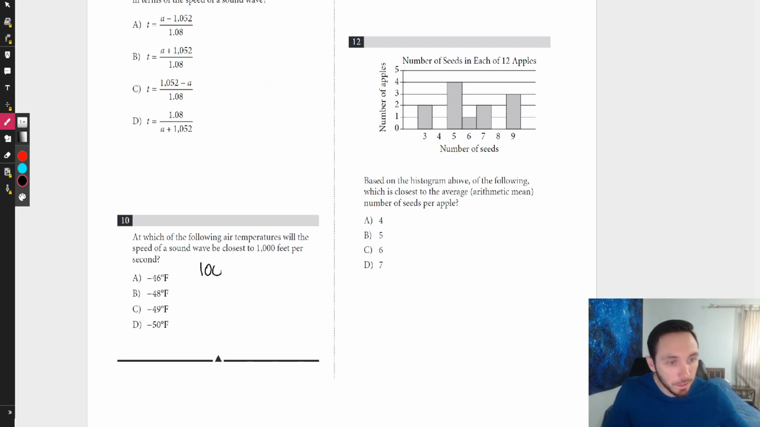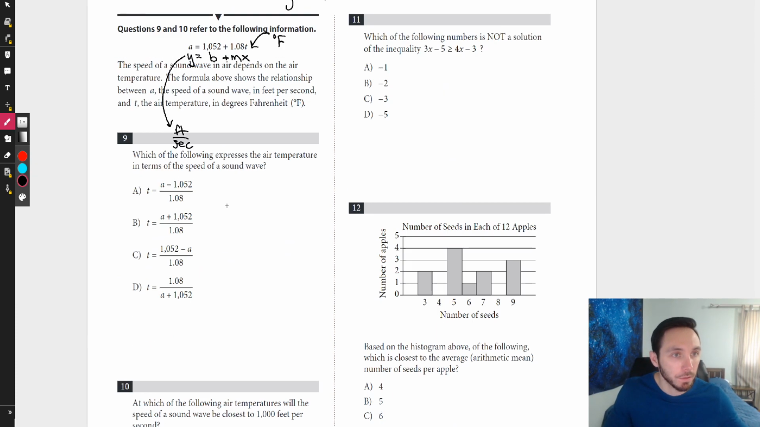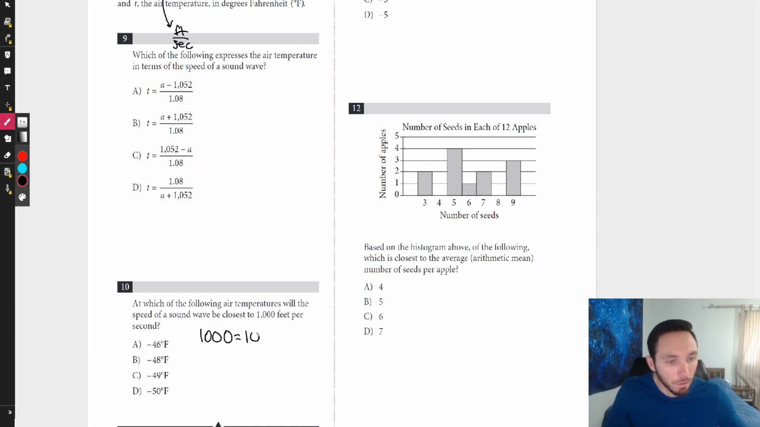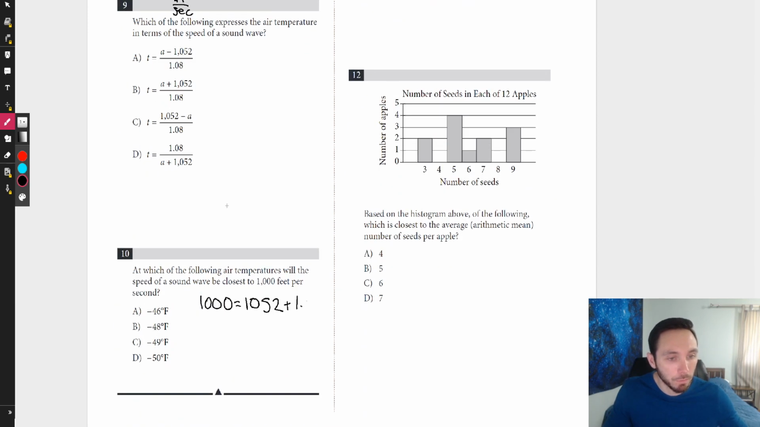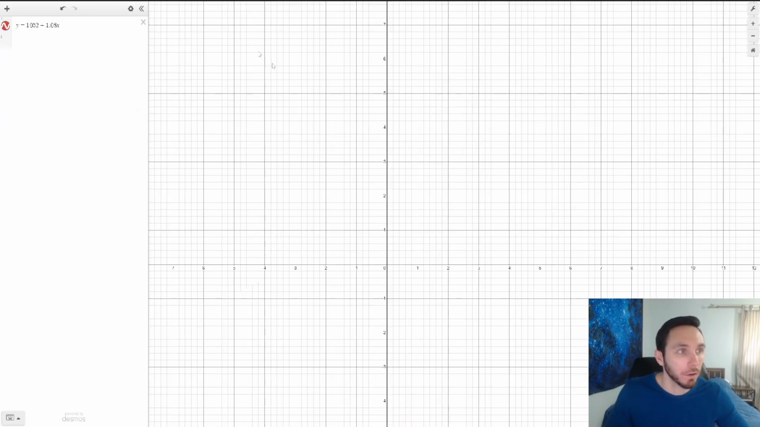So this would be the algebraic approach. And I just want to make sure I write it down properly. 1,052 plus 1.08. You can put x, you can put t, it doesn't really matter here, because at this point you're just solving for it. This would be the way to solve it algebraically, so I will finish this off in a second, but I do want to go to the graph.